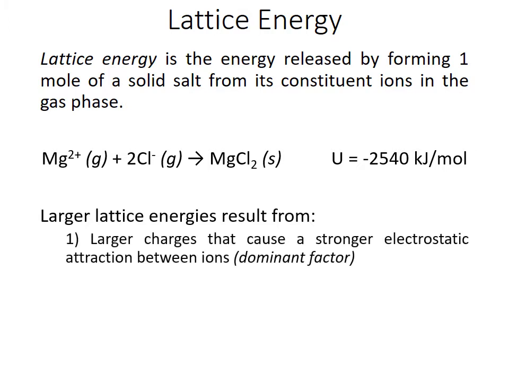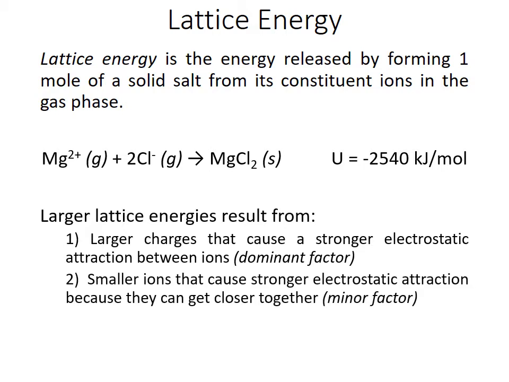The first one is larger charges that cause a stronger electrostatic attraction between the ions. This is by far the dominant factor and the first one you should look for. Larger lattice energies also result from smaller ions because they can get closer together, and this causes stronger electrostatic attraction. But this is the minor factor. We determine these lattice energies through the Born-Haber cycle, and you can get a look at that through the linked video.